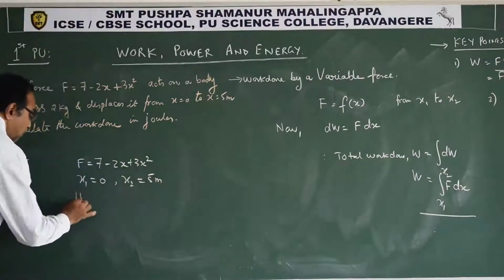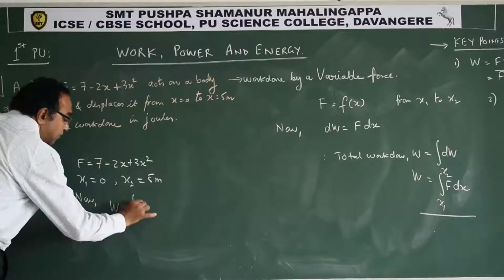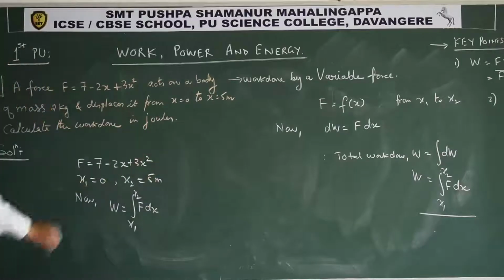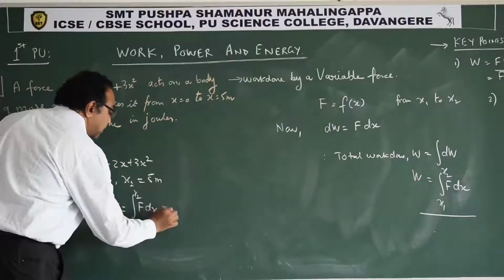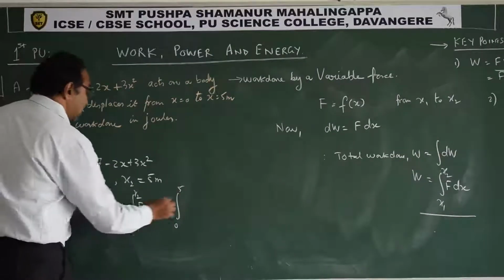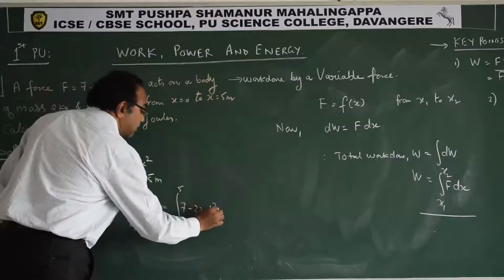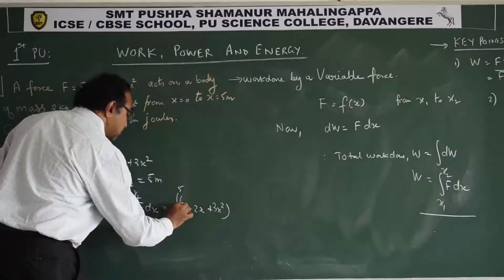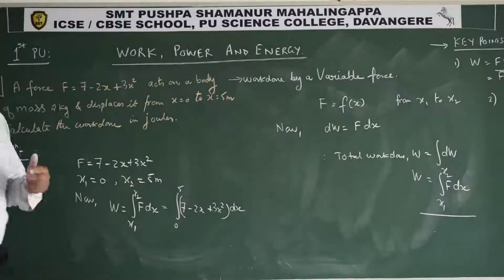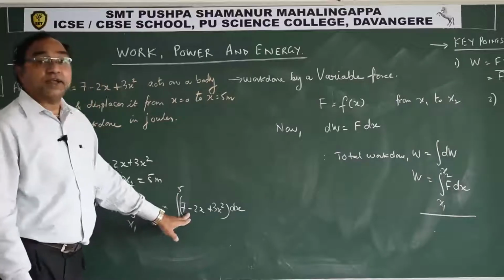Now, what is W? Work W is equal to the integration of f dx from x1 to x2. So what will we write this as? This is from x is 0 to 5, of 7 minus 2x plus 3x square dx. This is what we get. Now we will use the rules of integration to evaluate each term.